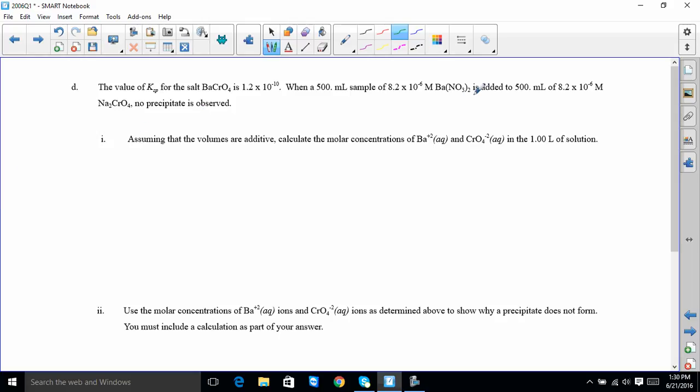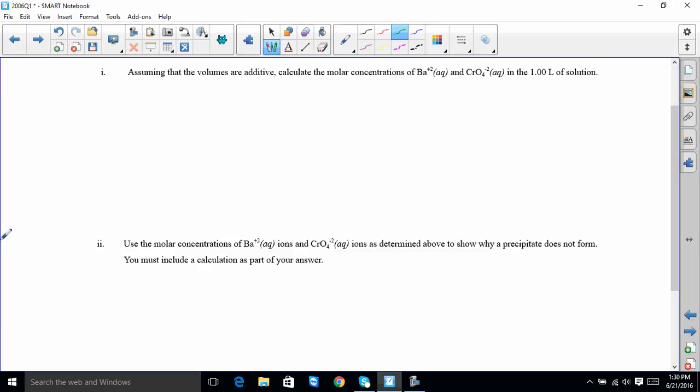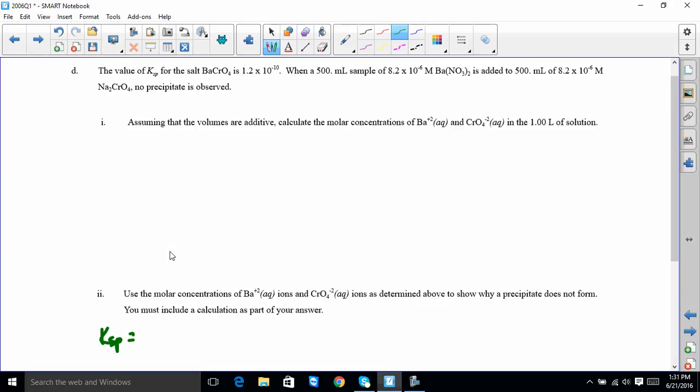Okay, this is a really hard problem. So very, very, very important, and I'm not sure that you did this last year. So basically, the first thing I'm going to do is, okay, the value of the KSP for BaCrO4. So basically, I'm going to go down to part 2 because this is interesting. The KSP for barium chromate is 1.2 times 10 to the negative 10.